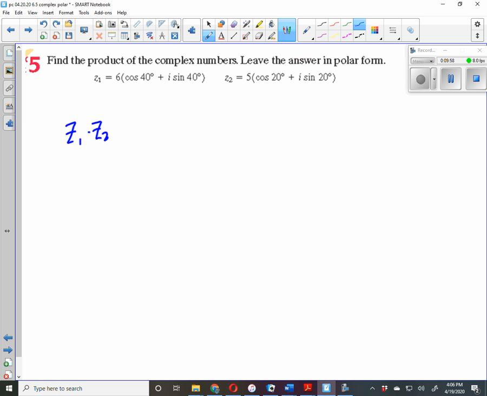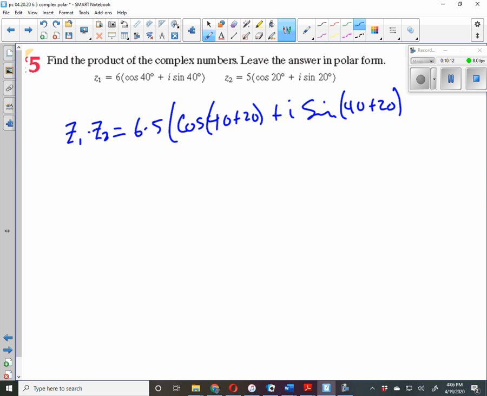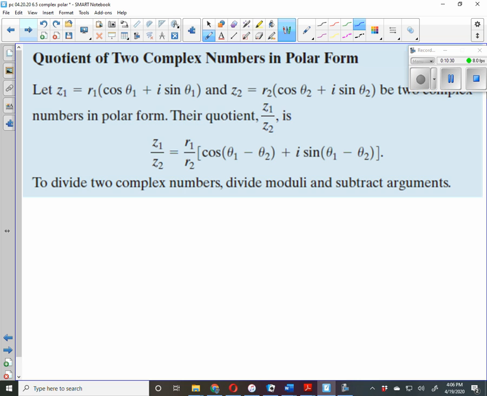Okay, so z1 times z2 is equal to 6 times 5, cosine 40 plus 20 plus I sine 40 plus 20, or 30 cosine 60 plus I sine 60. Not so bad, right? Division's basically the same thing. Notice that you're dividing and then you're subtracting. So the formulas are similar. Again, you need to write it down so that you have access to it.